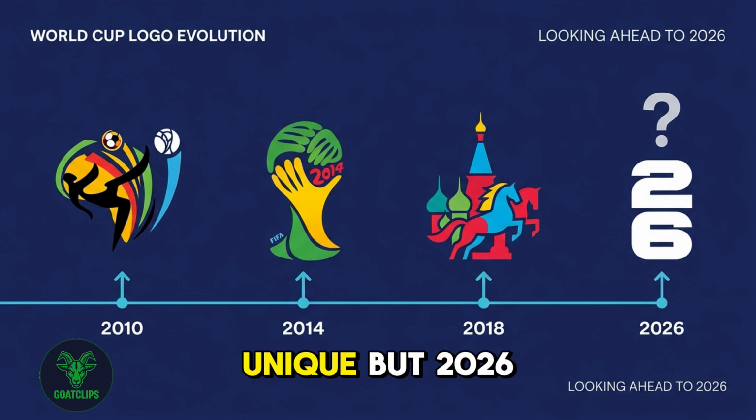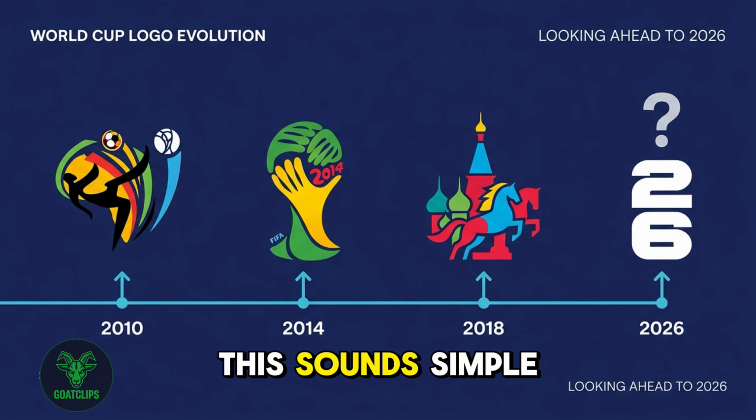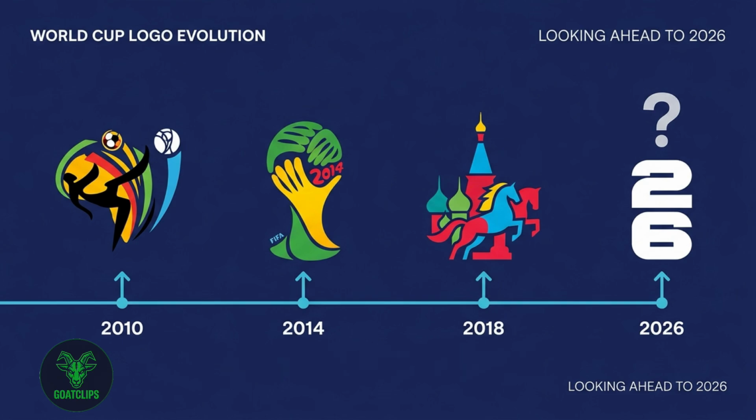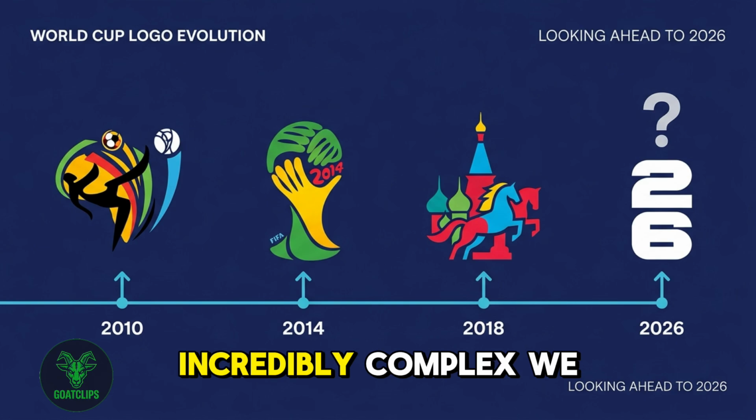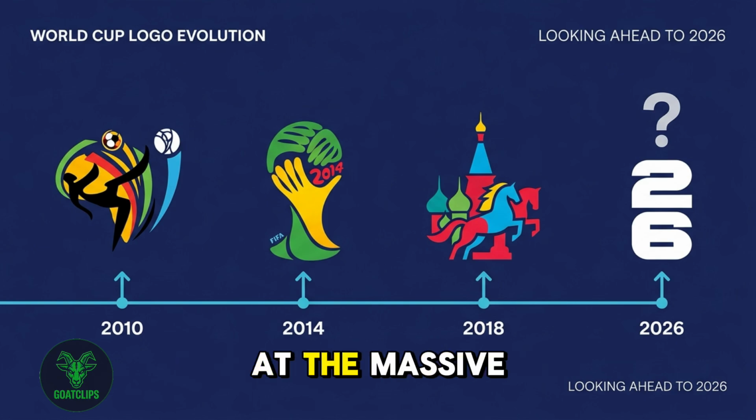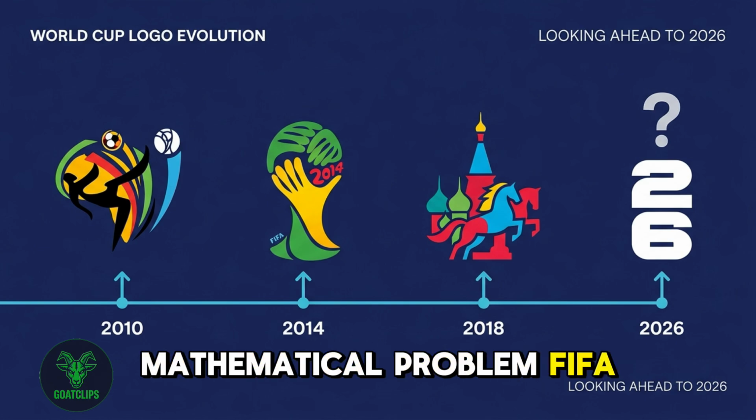Every logo was unique. But 2026, it is literally just the trophy on top of a 2 and a 6. It is so simple it feels insulting. This sounds simple. It isn't. To understand why this minimalism is actually incredibly complex, we have to look at the massive mathematical problem FIFA faced.